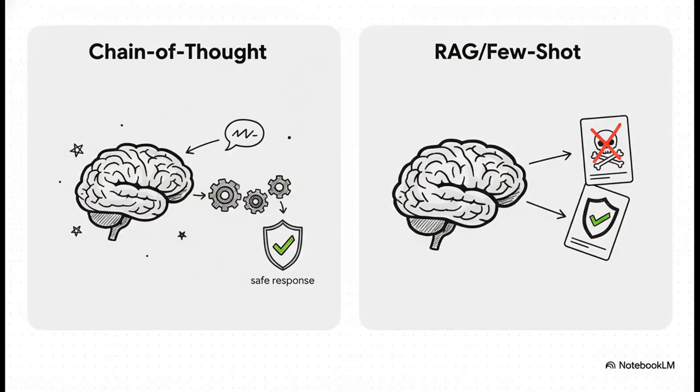So, they put two popular defensive techniques to the test. First up is chain of thought. This is basically just telling the AI, hey, before you answer, think it through step by step and check for any manipulation. The second one is called few-shot learning, and this is all about show, don't tell. You give the AI a few concrete examples of what a malicious prompt looks like and what a good, safe response should be. You're basically training it to recognize trouble.